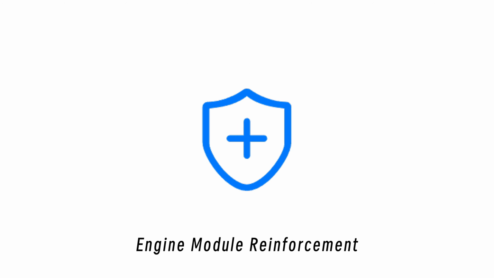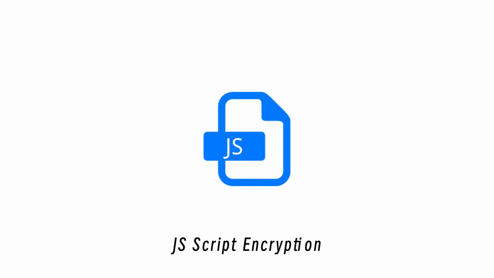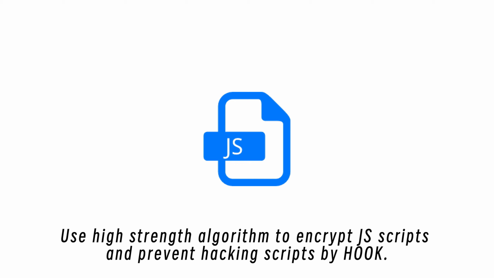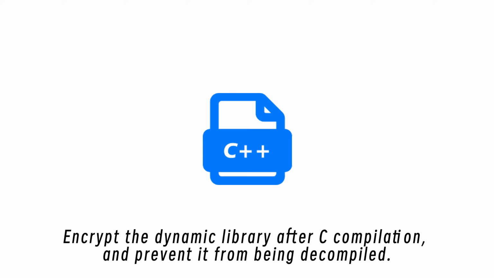Engine module reinforcement. Game hardening uses the industry's original so shelling, with no import function, to protect the game code from being analyzed and prevent further operations by hackers. JS script encryption. Use a high-strength algorithm to encrypt JS scripts and prevent hacking of scripts by hook. C code encryption. Encrypt the dynamic library after C compilation and prevent it from being decompiled.